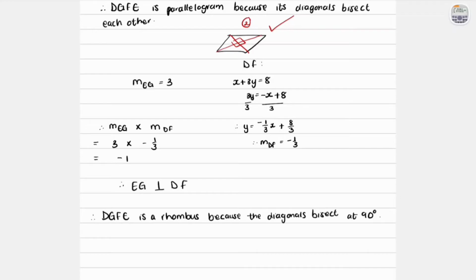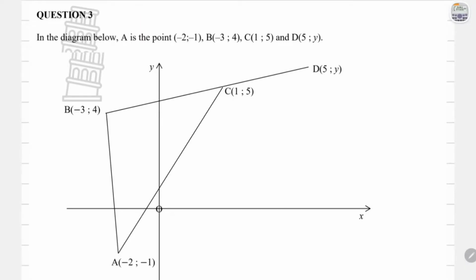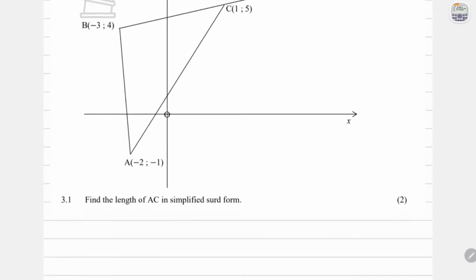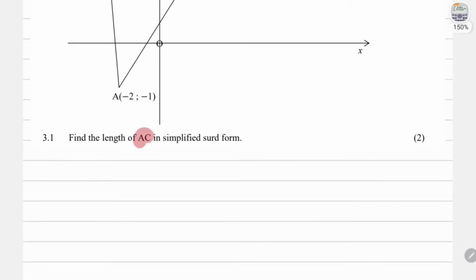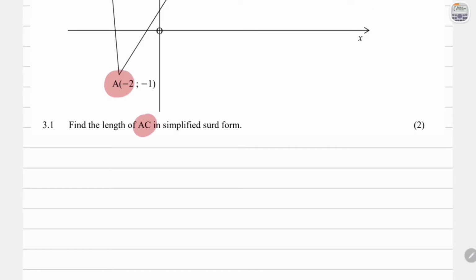And then we move on to question 3. Okay, so we're on question 3, and question 3 says, in the diagram, A is the point (-2; -1), B is (-3; 4), C is (1; 5), and D is (5; y). So the first question is to find the length of AC in simplified surd form. So not decimal, but surd form. So finding AC, as you can see, you have the coordinates of A and the coordinates of C. You just have to use the distance formula. Okay, so the distance formula is this.